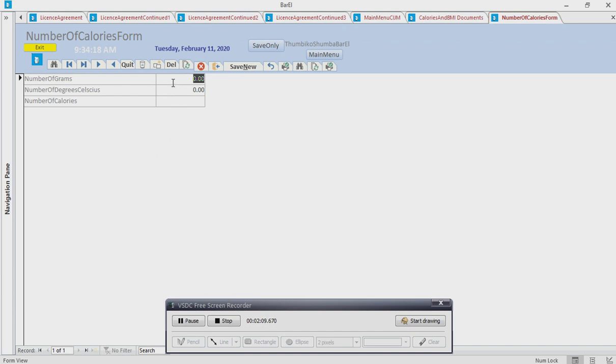Let us see how we can calculate number of calories. Let us say the number of grams is 224, and we have to raise the number of grams to 224 by 5 degrees. Therefore, number of calories which have to be consumed is 1120.